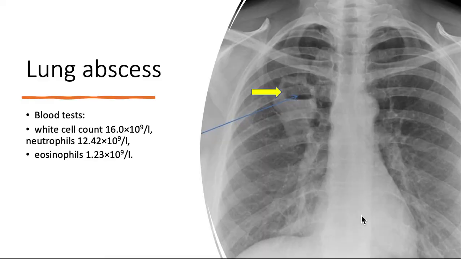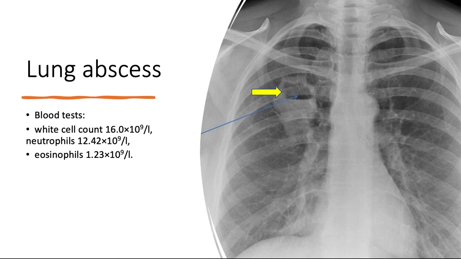A chest radiograph revealed a large cavitating mass with a near fluid level in the right upper lobe, suggestive of a lung abscess. She was started on a 6-week course of oral antibiotics with a plan to repeat her chest X-ray in 1 week. Sputum samples were requested and an appointment was made for outpatient bronchoscopy. Blood tests showed an elevated white cell count, neutrophils, and eosinophils.